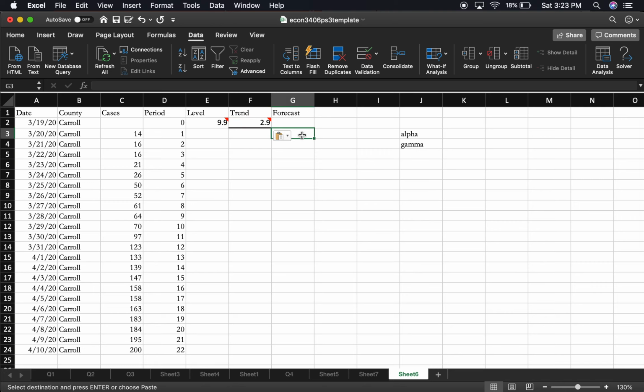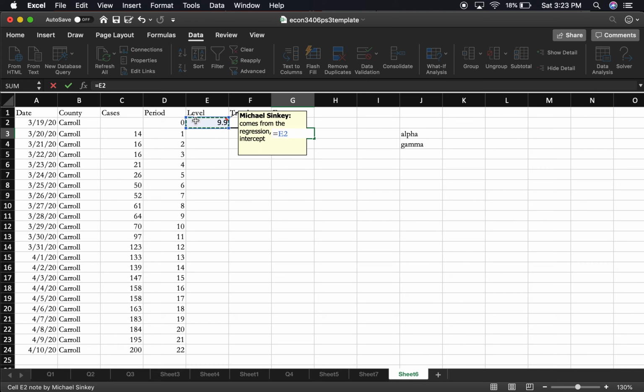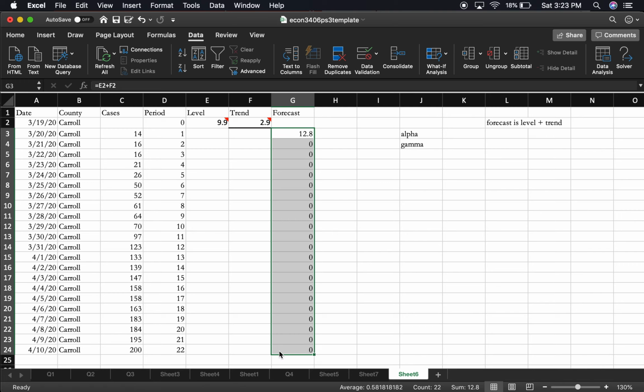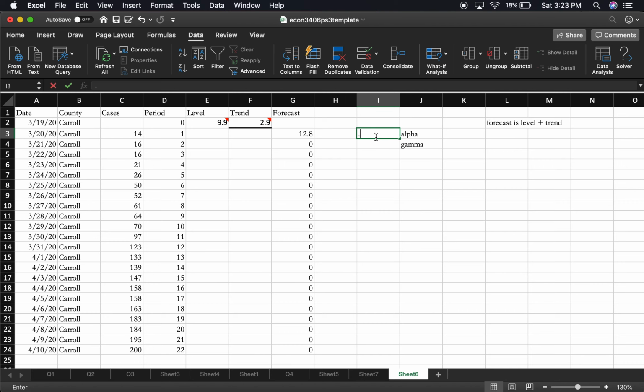How do I make the forecast? It's the level plus trend. So I add the level and the trend. Let me just type that in here. Forecast is level plus trend. So as I make forecasts for these data, they're going to be the same all the way through. Now I'm going to use the level equation. Alpha, let's say the smoothing parameter for the level equation is 0.8. And the smoothing parameter for the trend equation, let's just set it equal to 0.5. We can always change it. Level equation.